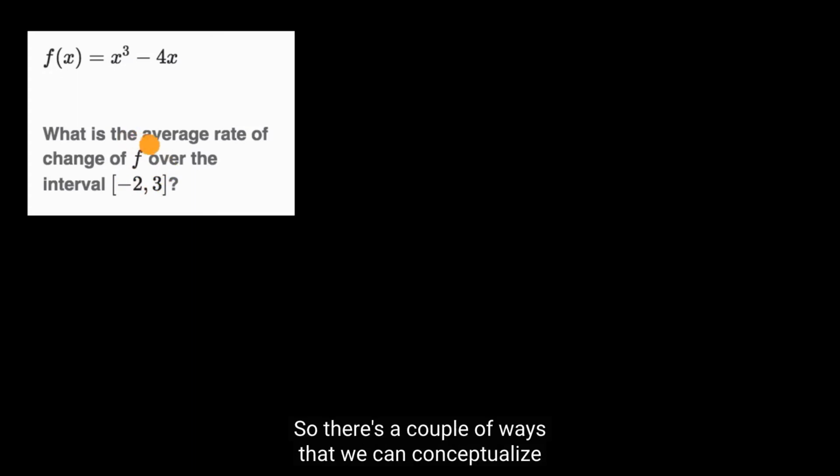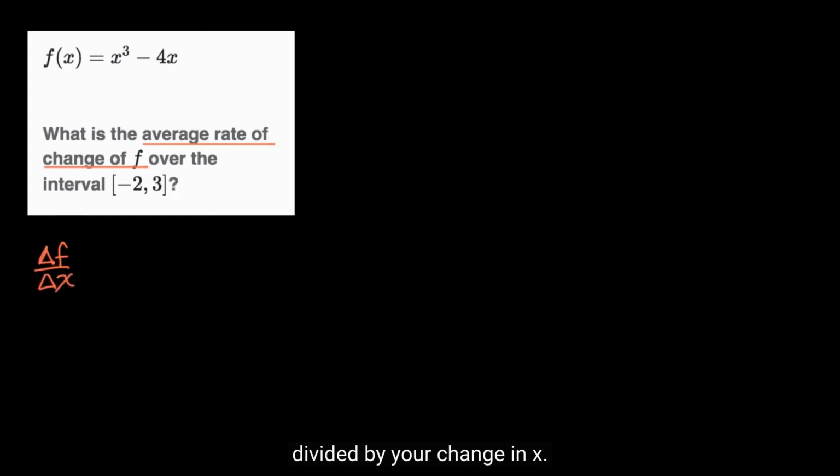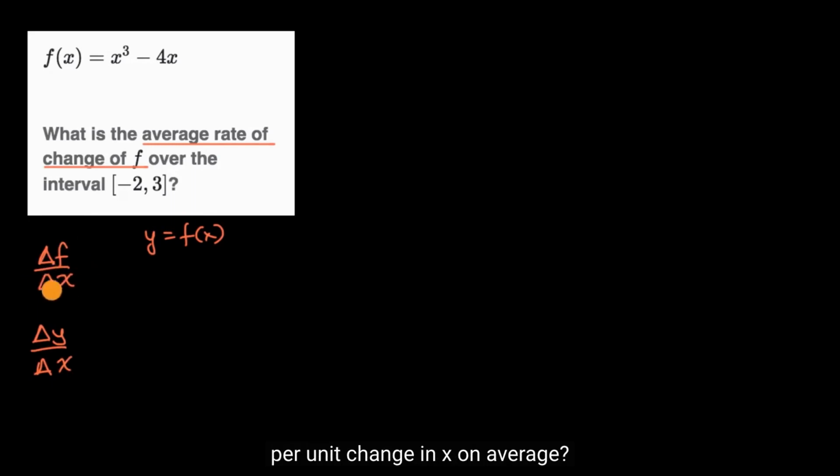So there's a couple of ways that we can conceptualize average rate of change of a function. One way to think about it is, it's our change in the value of our function divided by our change in x, or it's our change in the value of our function per x on average. If you say that y is equal to f of x, you could also express it as change in y over change in x. On average, how much does a function change per unit change in x?